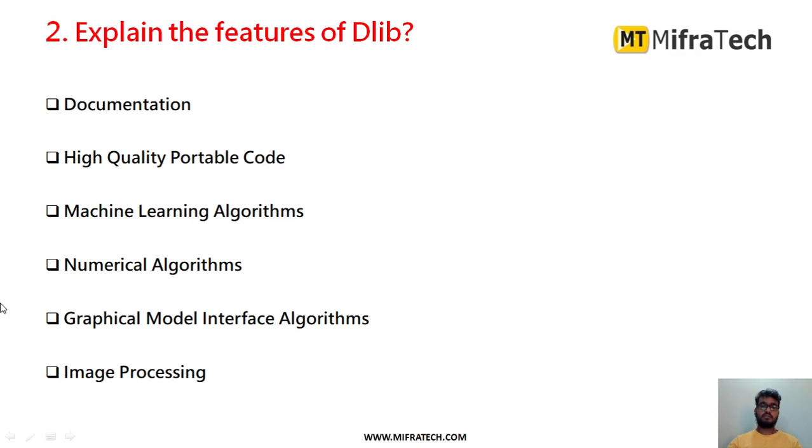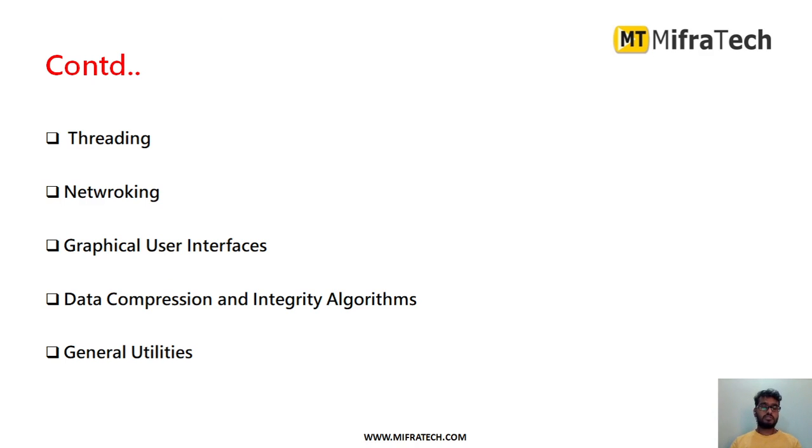So what are the different features of Dlib? We'll see. First, it has documentation, and it provides high quality portable code. You can import this library in any program and easily use it irrespective of OS. So it is very portable, and it provides a lot of machine learning algorithms and numerical algorithms. This Dlib library provides machine learning algorithms to work on image and video, numerical algorithms, and graphical model inference algorithms. It is also used for image processing. For threading, networking, and graphical user interface applications, you can make use of this Dlib library. And for data compression and integrity algorithms, general utilities. So these are the different features available in Dlib's library.